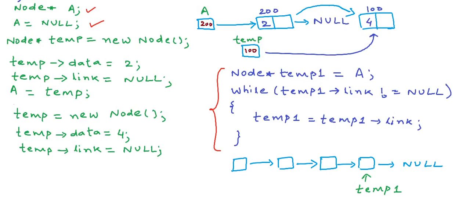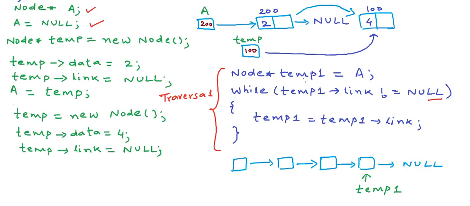For the last node, this particular condition temp1 dot link not equal null will be false because the link part will be null, and we will exit this while loop. So this is our code logic for traversal of the list all the way till end. If we want to print the elements in the list, we will write something like this, and we will write print temp.data inside this while loop. But right now we want to insert at the end of the list, and we are only traversing the list to reach the last node.